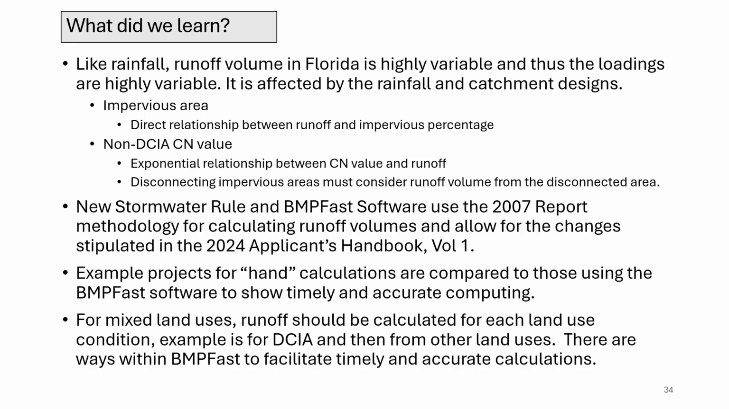We saw how comparing example projects using hand calculations to those processed with BMPFast demonstrates the software's ability to provide timely and accurate computations. Finally, we established that for mixed land uses, runoff should be calculated separately for each distinct land use condition. For instance, distinguishing between directly connected impervious areas and other land uses. The good news is that BMPFast offers efficient ways to facilitate these timely and accurate calculations for complex scenarios.